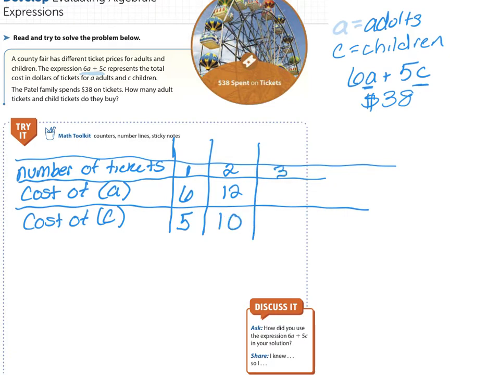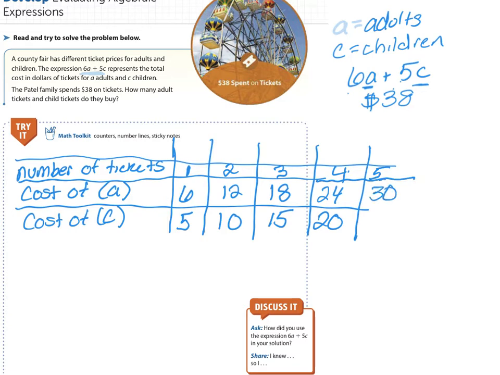If I buy 3 adult tickets, I'm going to do 3 times 6, which is 18, 3 times 5, which is 15. Let's say that I buy 4 of each. 4 times 6 is 24. 4 times 5 is 20. I'm going to go up to 5. If 5 adults go, 5 times 6 is 30. 5 times 5 is 25.